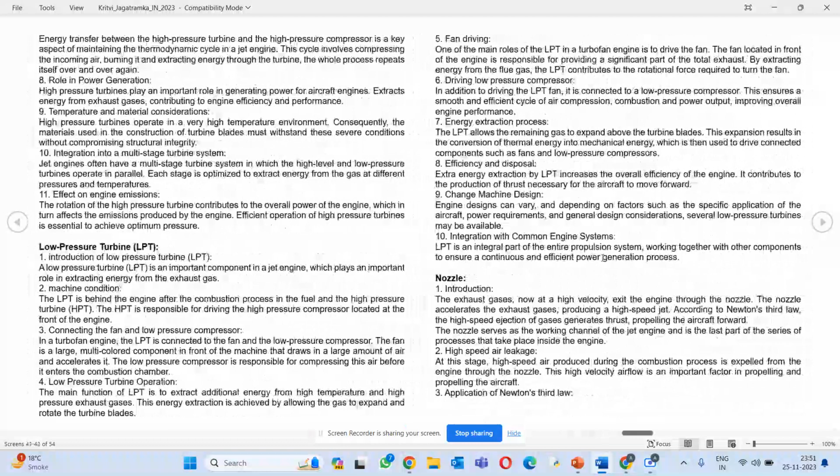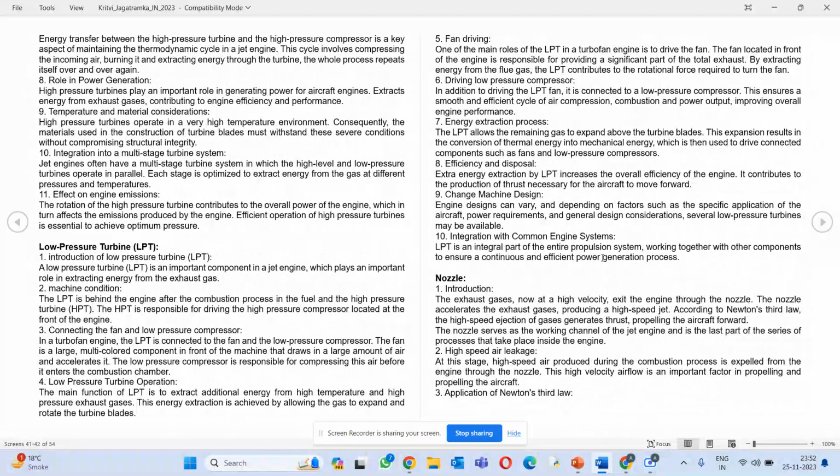In the low pressure turbine, the fan is connected to the low pressure compressor. The fan is a large, multi-bladed component in front of the engine that draws in a large amount of air and accelerates it. The low pressure compressor is responsible for compressing this air before it enters the combustion chamber.